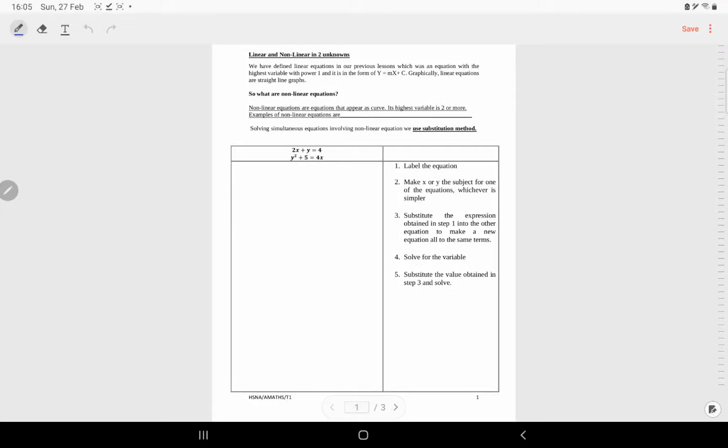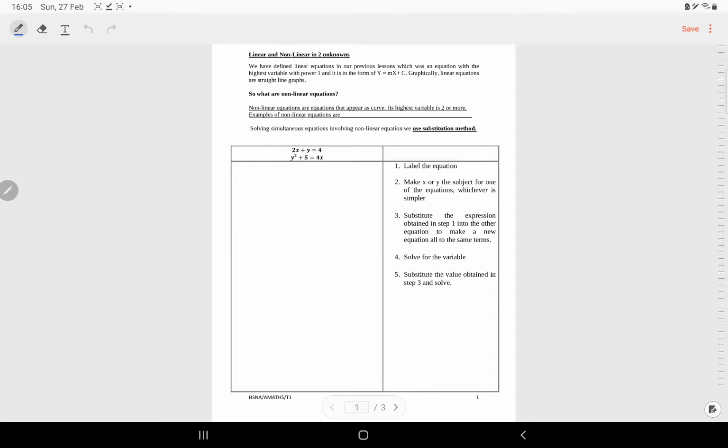Okay, so today's lesson is on simultaneous equations which involve non-linear equations. We will see one linear, one non-linear. In our previous lesson, we defined our linear equation as an equation with the highest power of 1. An example is anything in the form y equals mx plus c, and graphically that will be a straight line. So that is a linear equation.